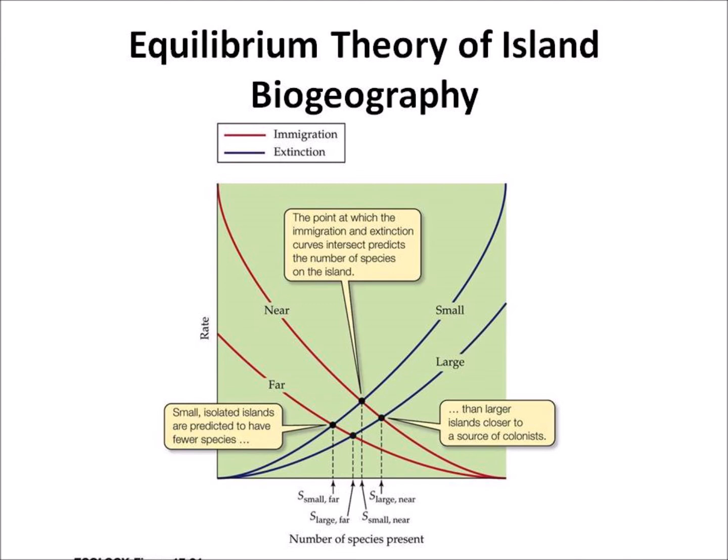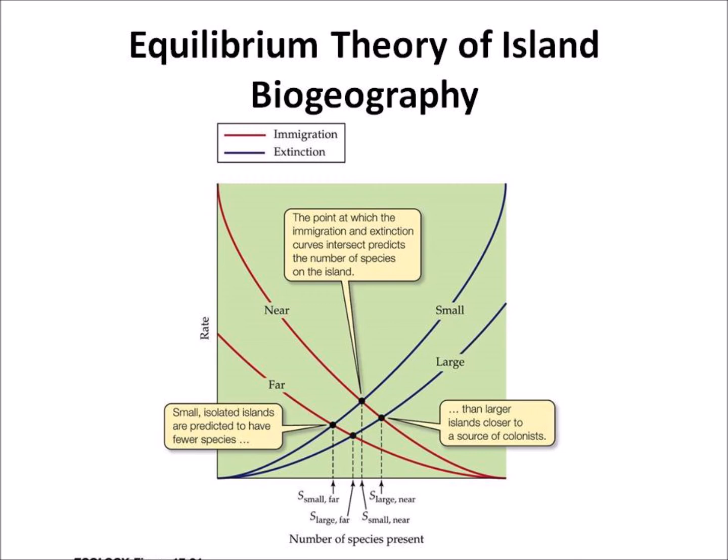So the more isolated your island, the slower the rate of immigration. So if you look at the immigration curves here, the red lines, the far islands, again, have a slower rate of immigration than near islands. So immigration is related to distance from the mainland. Now, if you look at your extinction curves, the blue lines, you can see that you have higher rates of extinction for small islands compared to larger islands. So your extinction curve is related to island size.